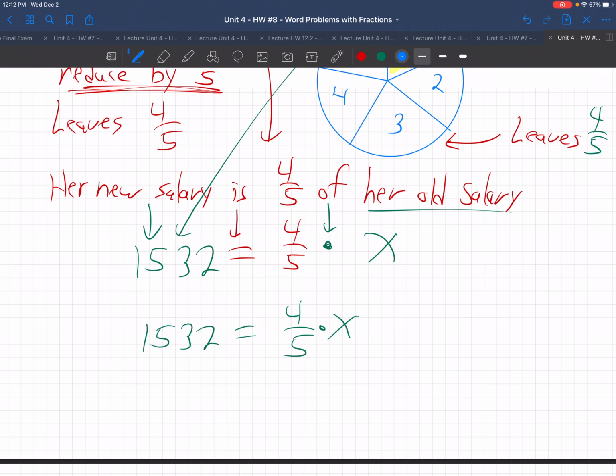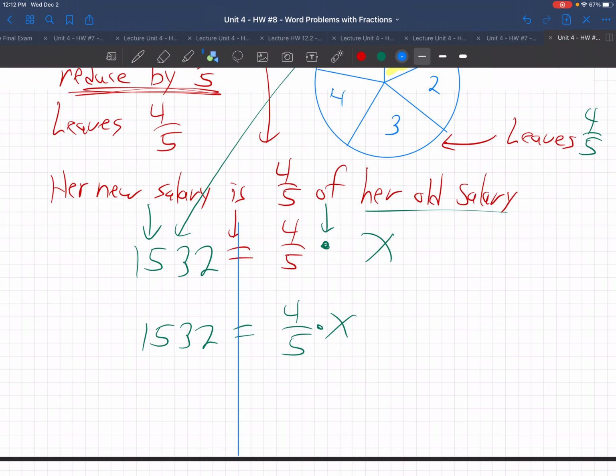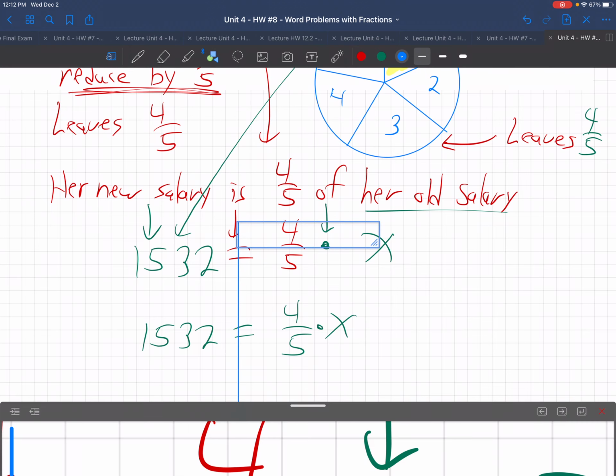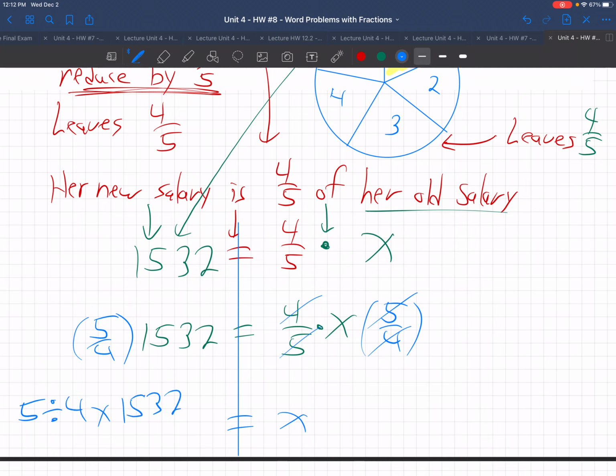How do we solve that for X? You remember that it's like a wall of separation. X is over here saying, I want to be alone. Get rid of that fraction. How do you do it? You multiply by the upside down, right? Whatever you do to one side, you've got to do to the other. Because then the 5s and the 4s cancel. That gets X alone. So then on your calculator, you take 5 divided by 4 times 15.32. And let's see what the calculator says.